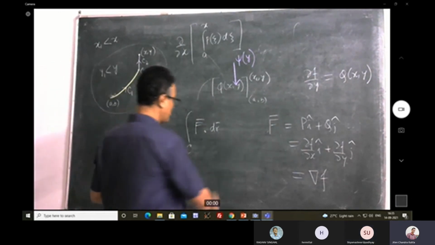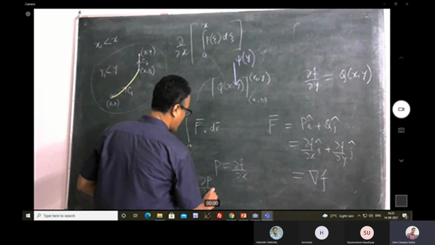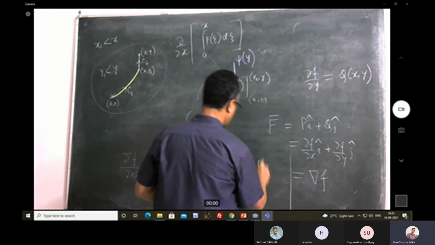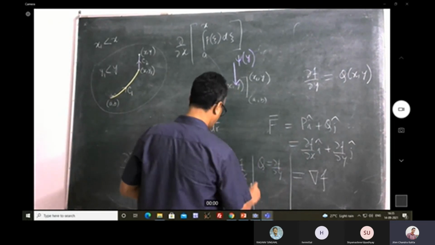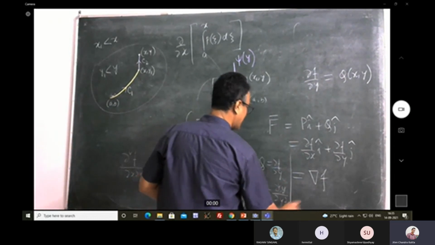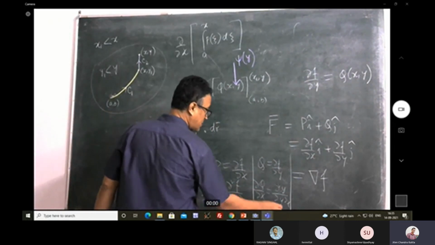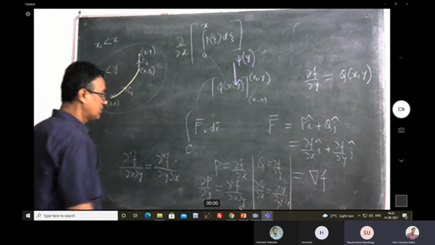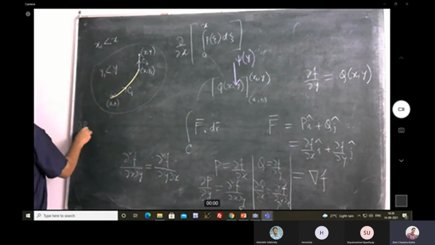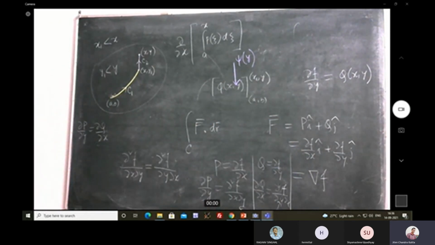So from there, since P is equal to del f del x, del P del y is going to be equal to del 2f del x del y. Similarly, since Q is equal to del f del y, del Q del x is again del 2f del y del x. Since they are equal, I am going to get del P del y equal to del Q del x.